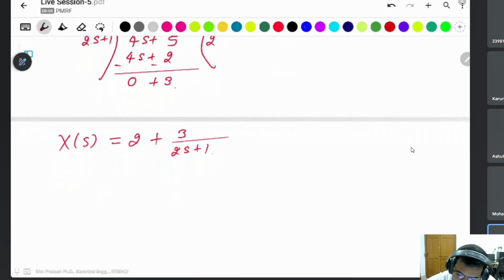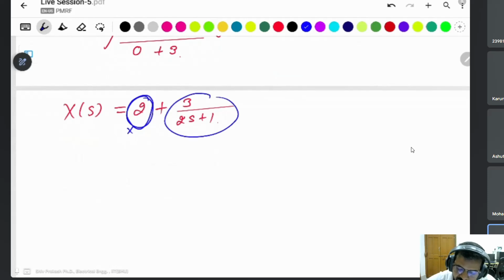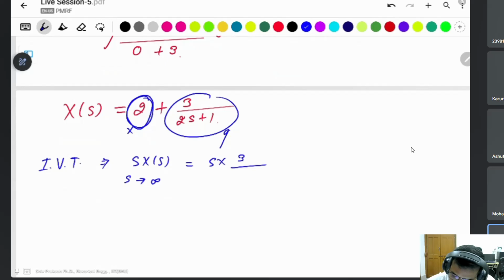Then neglect the constant term. Then apply the initial value theorem and the final value theorem to this. Initial value theorem: s into X(s), s tends to infinity. Then this becomes s into 3 divided by 2s plus 1.